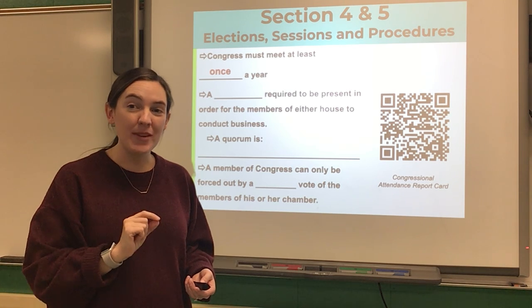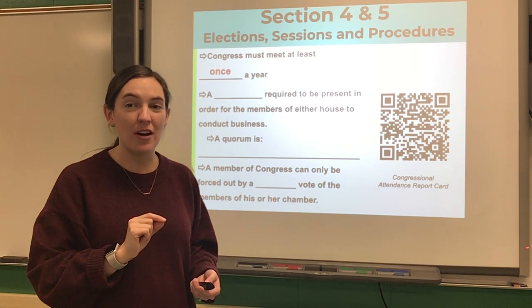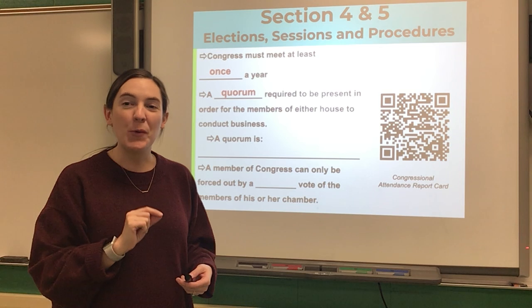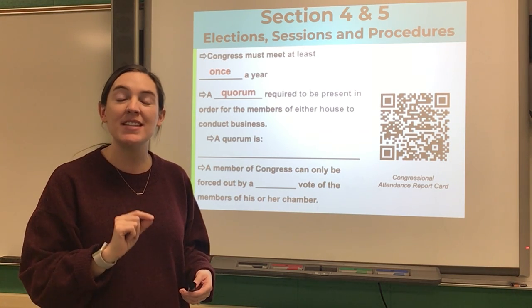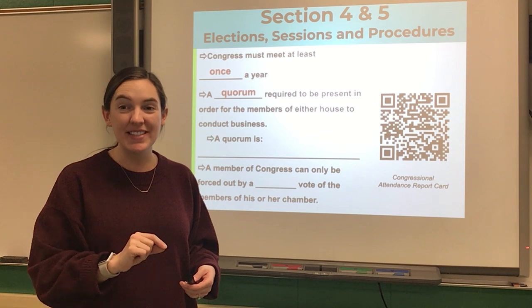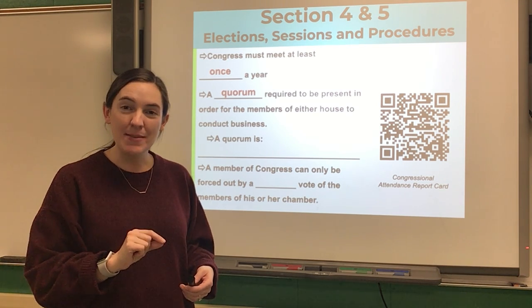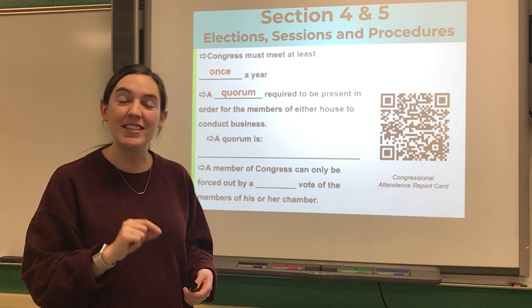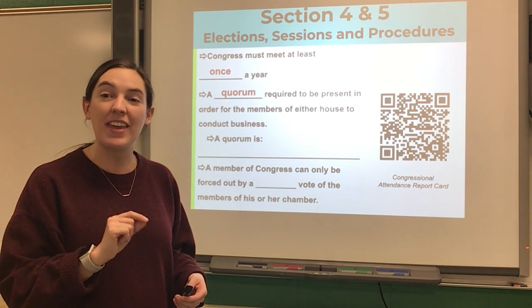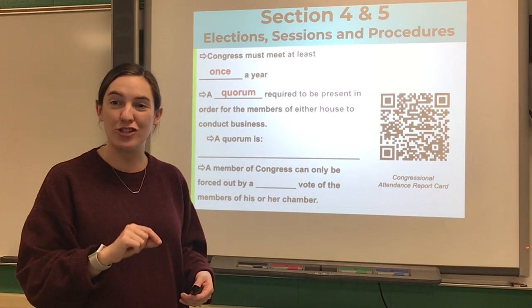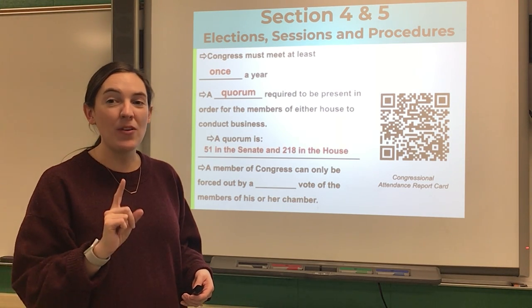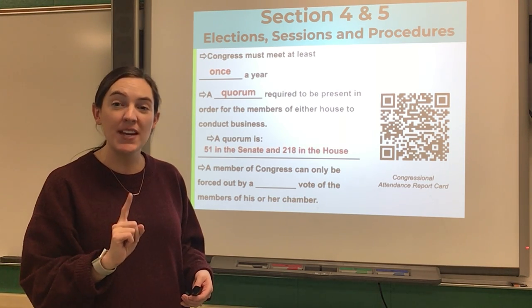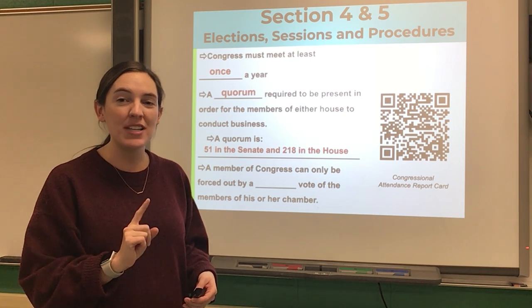Now, in order to meet, they must have what's called a quorum. A quorum is the minimum number of members that must be present in order to conduct business. Meaning this amount of people has to be there to get stuff done. If they're not there, they can't hold an actual congressional session. Now, a quorum is one more than half, which means it's 51 in the Senate and 218 in the House of Representatives.